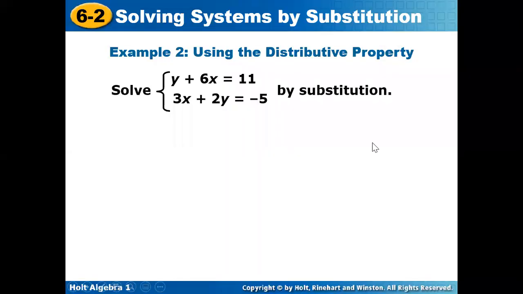All right, we're going to solve this one. Go ahead and solve this one on your own and then come back. And then we will do a word problem after this one.